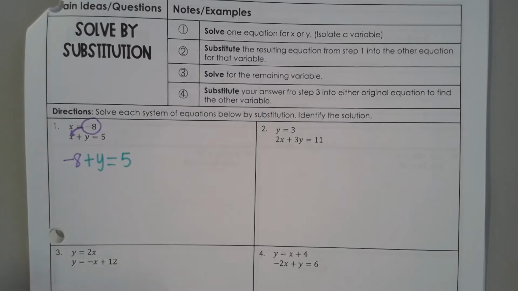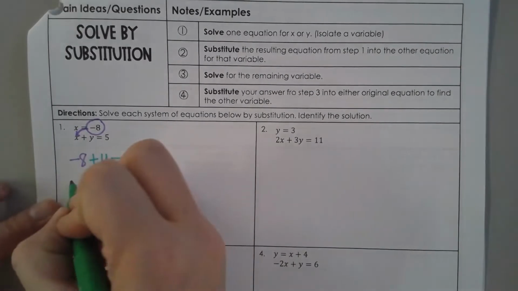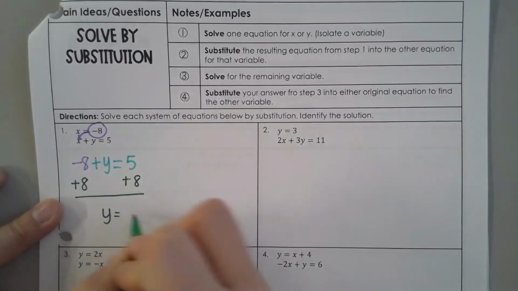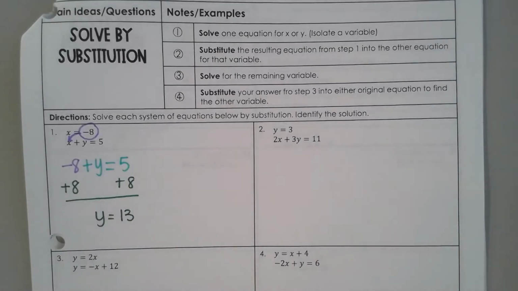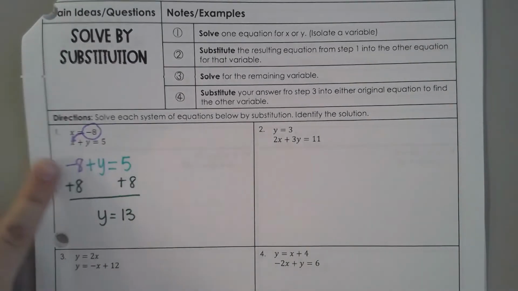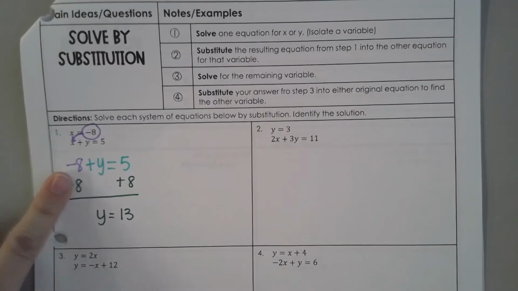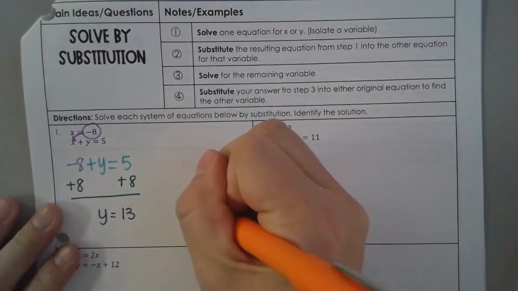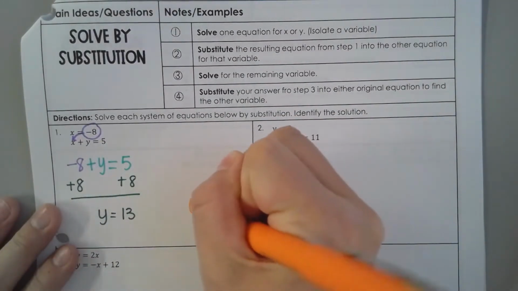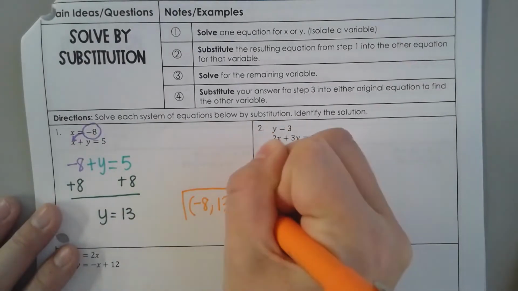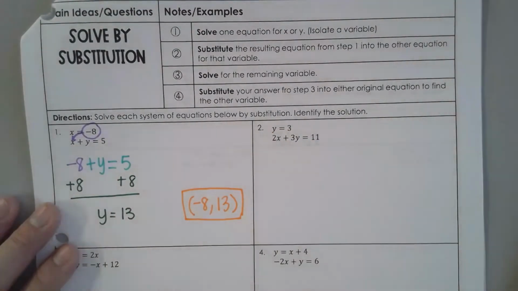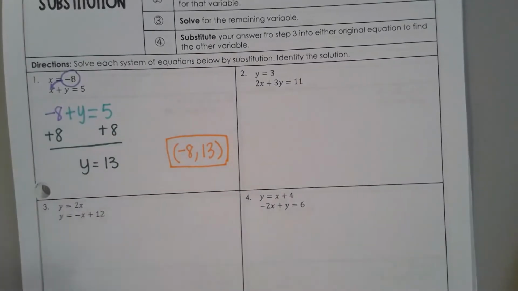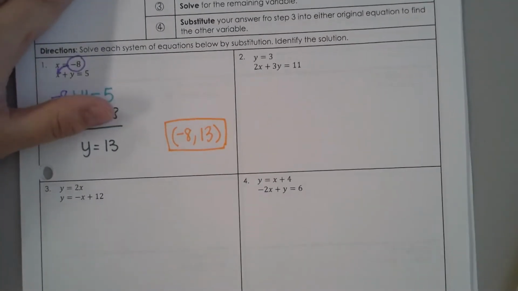So then what do I do to solve? Add 8 to both sides. And we get y equals 13. Do we know what x equals? It's negative 8. So we have an x and a y. So our solution is the point negative 8, 13. You always put your solution as a coordinate unless it just says, solve for y. And then you could just say 13. But most of the time you're going to write out the coordinate.